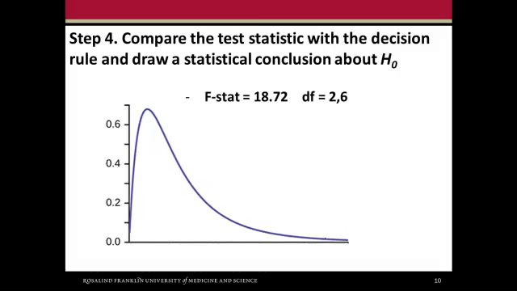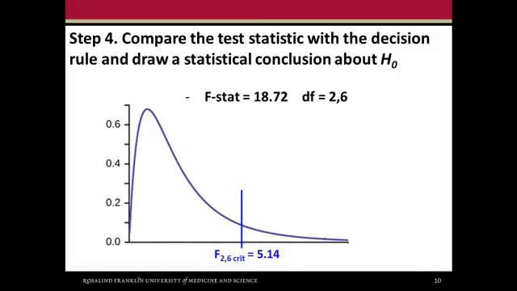And then finally, we want to compare the test statistic with the decision rule and draw a statistical conclusion about our null hypothesis. Our F statistic is 18.72, and the degrees of freedom that we use are 2 and 6. We use this to go to the F table and look up the values. You know how to do that from a previous module. These degrees of freedom are based on the treatment, which has degrees of freedom of 2, and the error, which has degrees of freedom of 6.